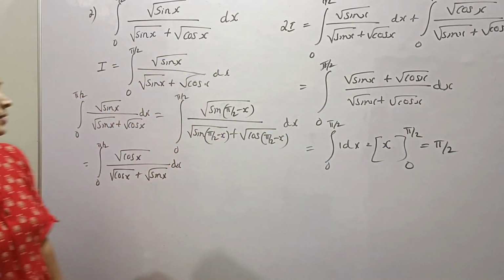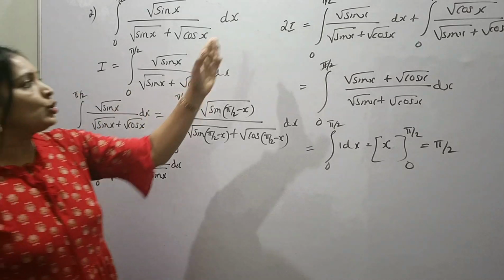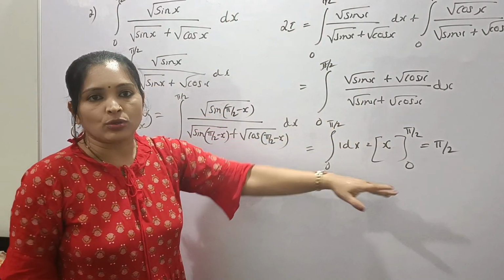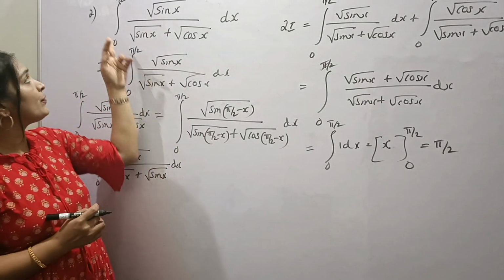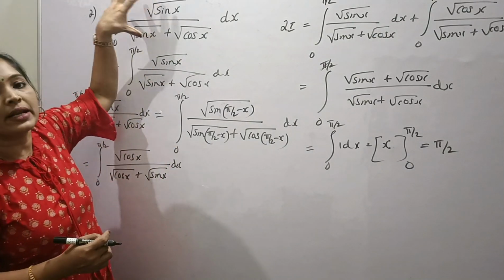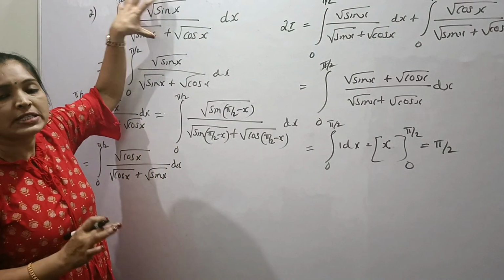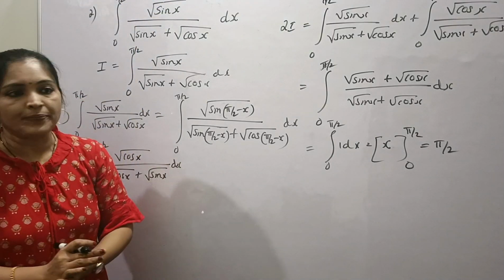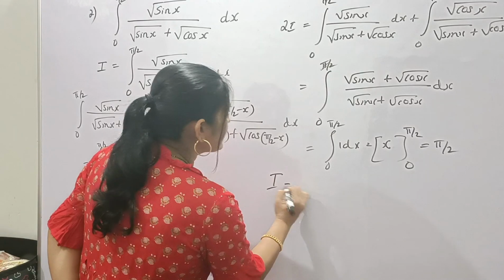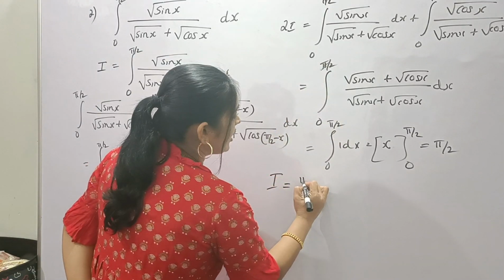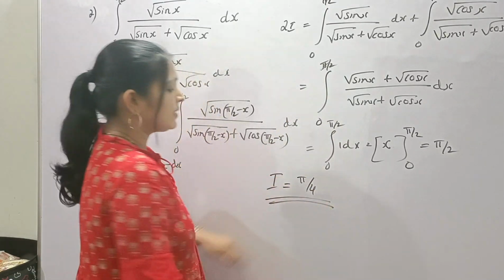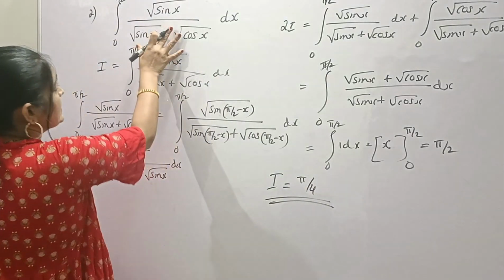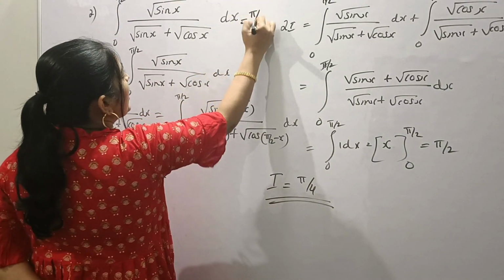Okay, so here 2I is equal to pi by 2. Actually what we have to find? We have to find I, right? The value of this definite integral. It is nothing but I. So what is I? I is equal to pi by 4. Okay, so here we can write, hence this integral is equal to pi by 4.